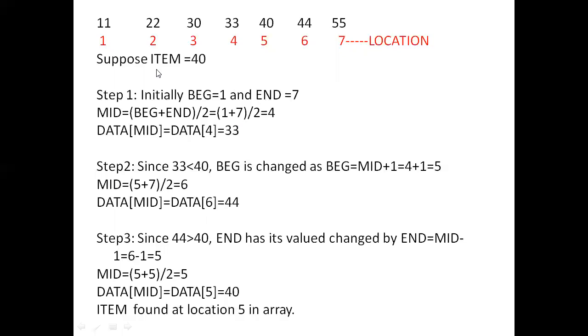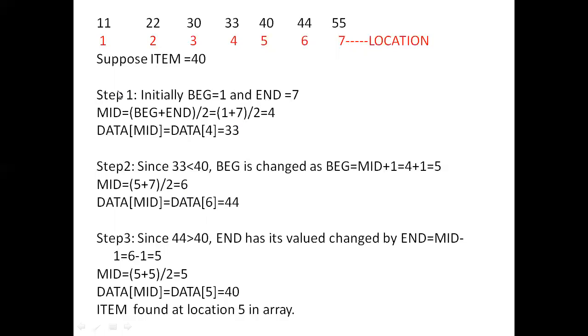You can see these are the locations. How many locations are we using? 1, 2, 3, 4, 5, 6, 7. Seven locations are used. For example, I want to search for a particular element, which is called the item. Suppose my item is equal to 40.